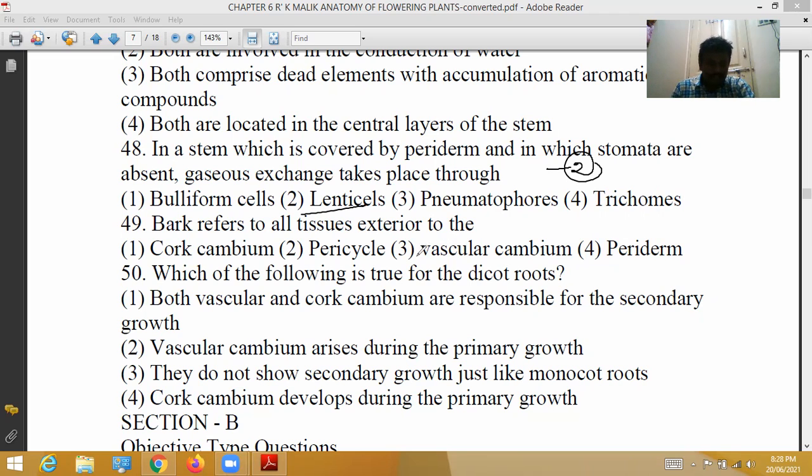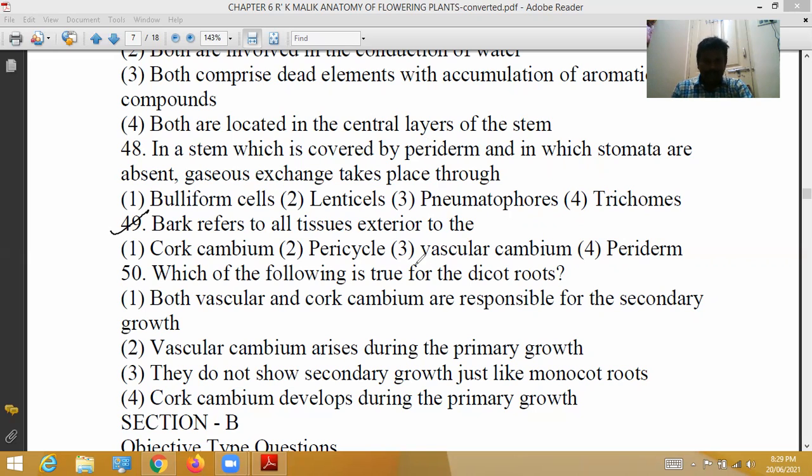Bulliform cells are modified epidermal cells which reduce transpirational loss during water stress in monocot plants. Pneumatophores are negatively geotropic roots of marshy plants for oxygen intake. Trichomes are multicellular stem hairs which reduce transpiration. So among these four options, the second option is correct.